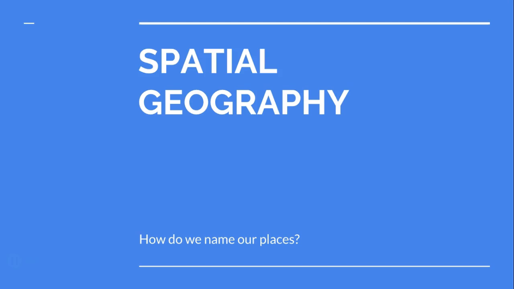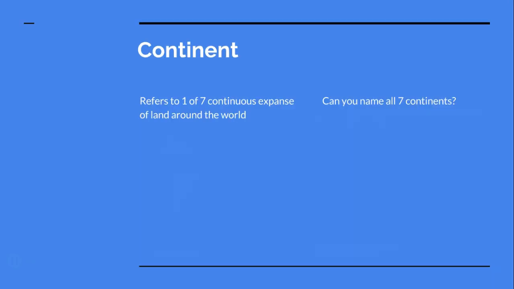We are going to guide you through Note D here. So I hope you have your headphones in and you can hear a little bit about spatial geography as we wrap up Unit 1. Spatial geography refers to how we name our places around the world. How do we actually take a specific area and give it a certain name? So we're going to go through a couple different terms here.